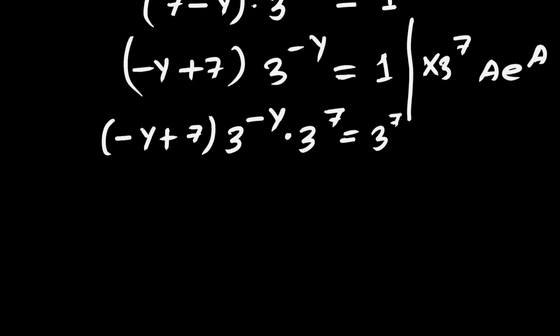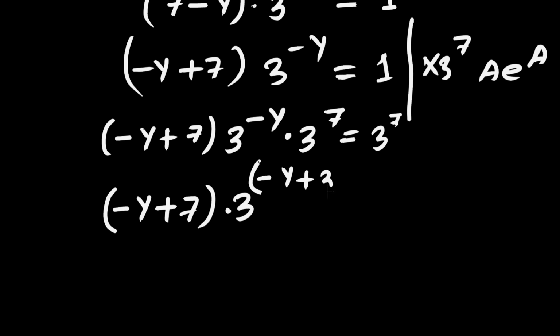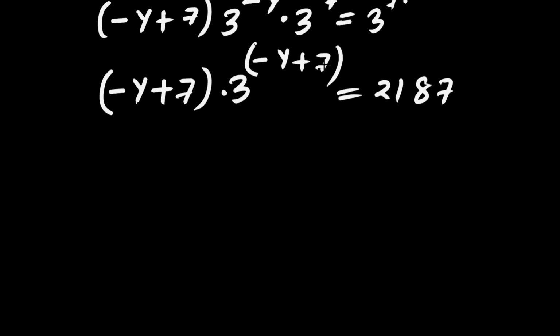Since the bases are the same, we add the exponents. So we obtain (minus y plus 7) times 3 to the power (minus y plus 7) equals 2,187. And now we have something very important. Look closely. We have minus y plus 7 outside the power, and we also have minus y plus 7 inside the power. That is exactly the structure we were hoping to create.